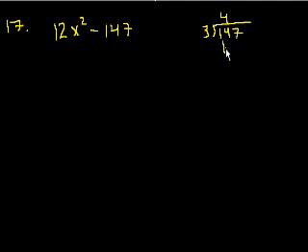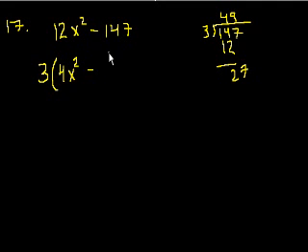4 times 3 is 12, 27, it's 49. So we can factor 3 out of this. It becomes 3 times, what's 12 divided by 3? 4x squared minus 147 divided by 3, which we just figured out was 49. And now this once again looks just like a squared minus b squared, where a would be 2x and b would be 7, right?